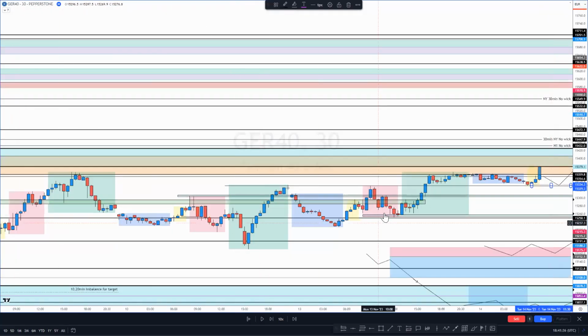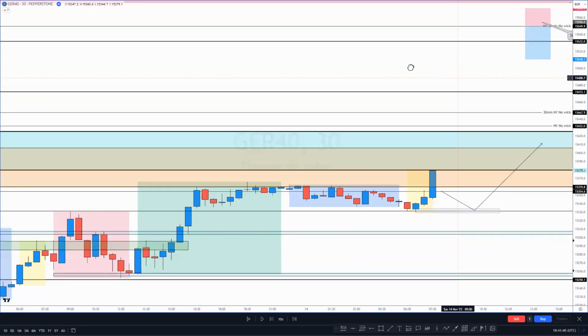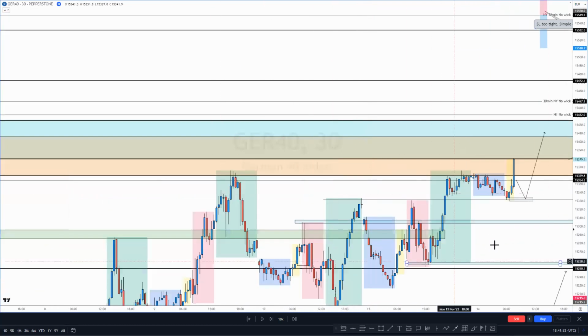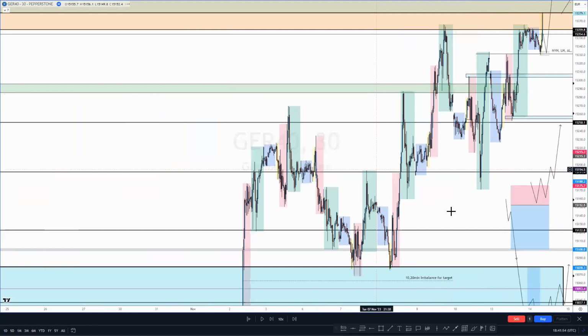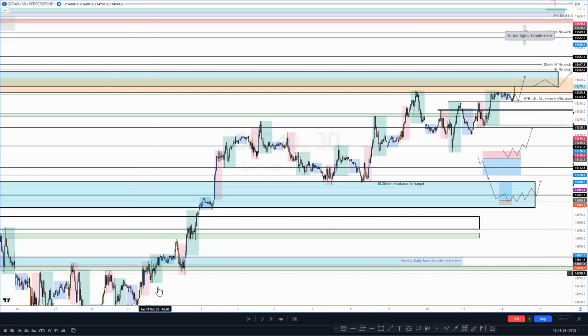First off, I'll start with German 40. So it was a frustrating session. I thought market conditions might be a little bit poor with the CPI news that we had for the New York session. I was keen for longs because fundamentally the stock market had been up for quite a while. Like we've seen a huge rally ever since we had these lows all the way down here.